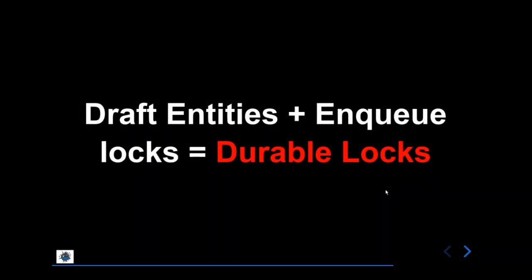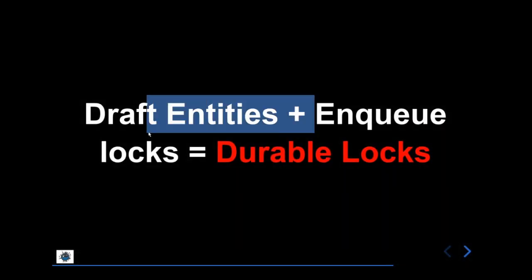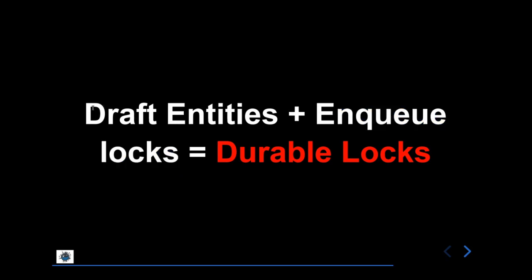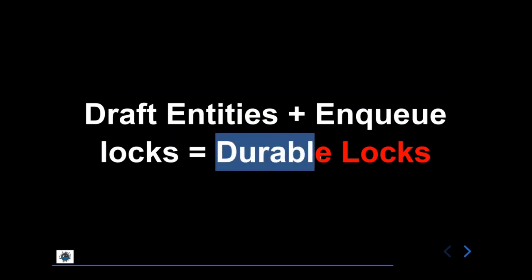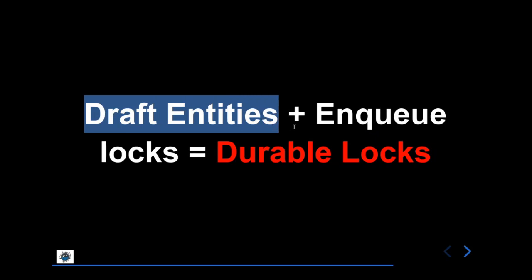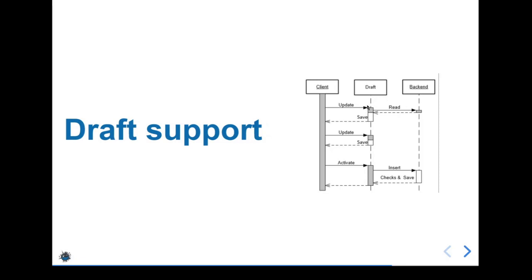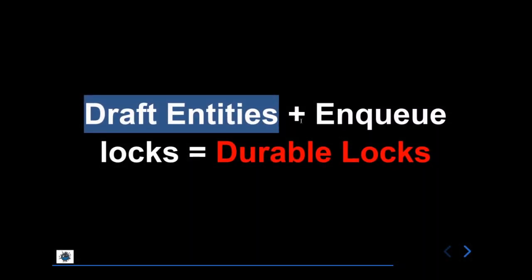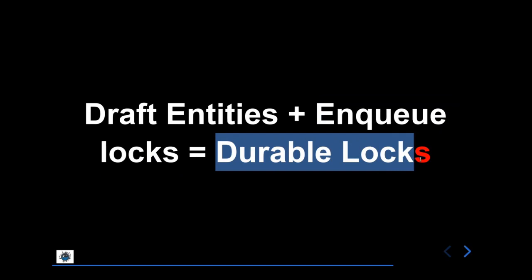But using this draft support, plus NQ locks, which are nothing but the ABAP GUI locks, these draft entities and NQ locks will be nothing but the durable locks. So durable locks make use of both draft entity data and normal ABAP NQ locks. Whenever you do some change, it will create draft data here. Okay, so we will see more into durable locks.